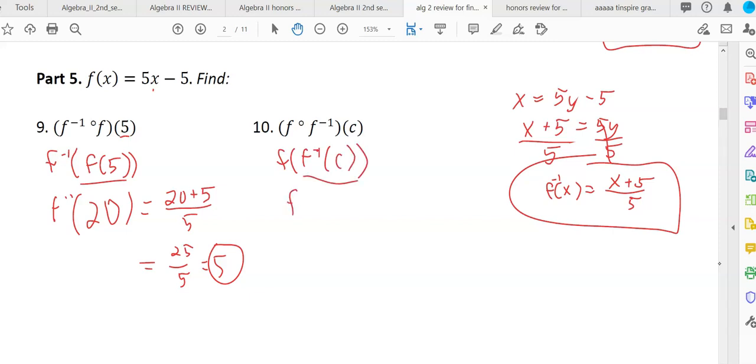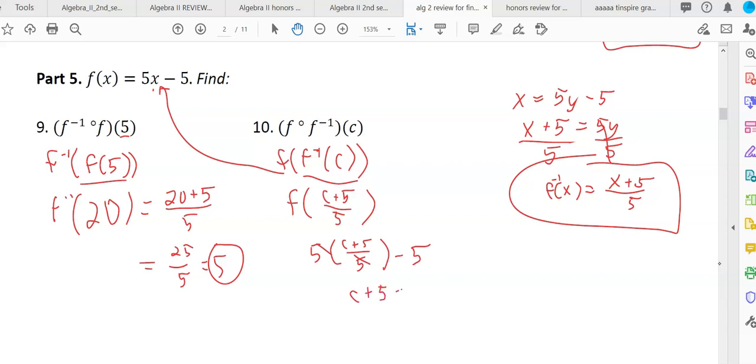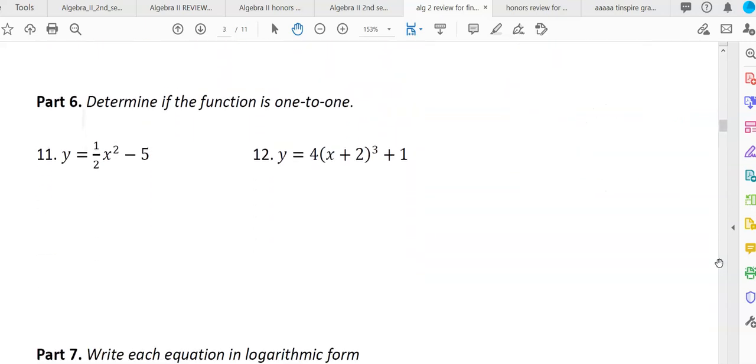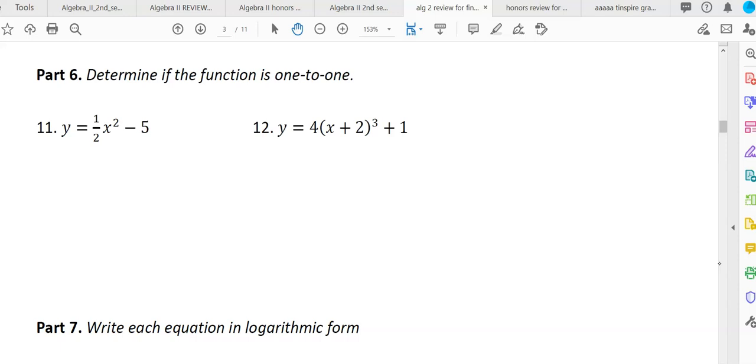Let's do it one step at a time here. So the inverse of c would be c plus 5 over 5. We're plugging that in to this guy. Right, so that'd be 5 times c plus 5 over 5 minus 5. That cancels. You get c plus 5 minus 5. You get c, and no surprise, we plugged in c, we got c. It's the inverse composed with the function.